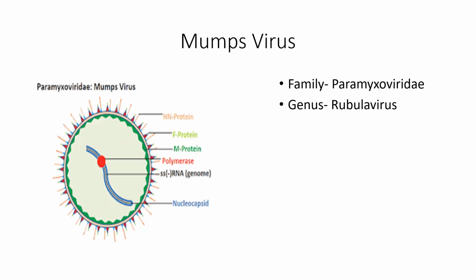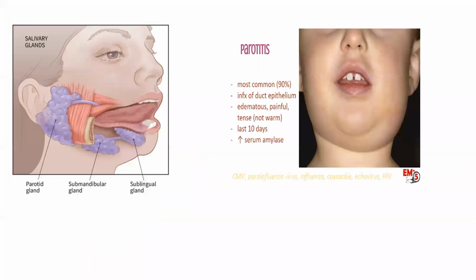non-suppurative enlargement of the parotid glands. So what are the parotid glands? Where are they located? Can you see this diagram over here? In this diagram, we can see there are three different types of glands. This is the sublingual gland, this is the submandibular gland, and this is the parotid gland. So the mumps virus causes enlargement of this parotid gland, which is located in this area.